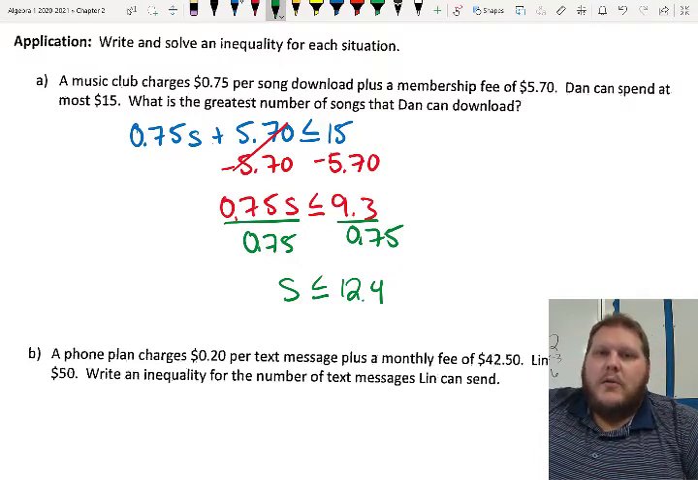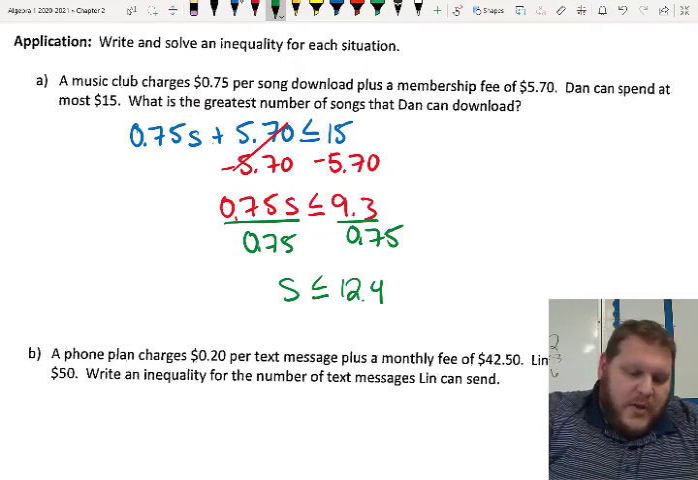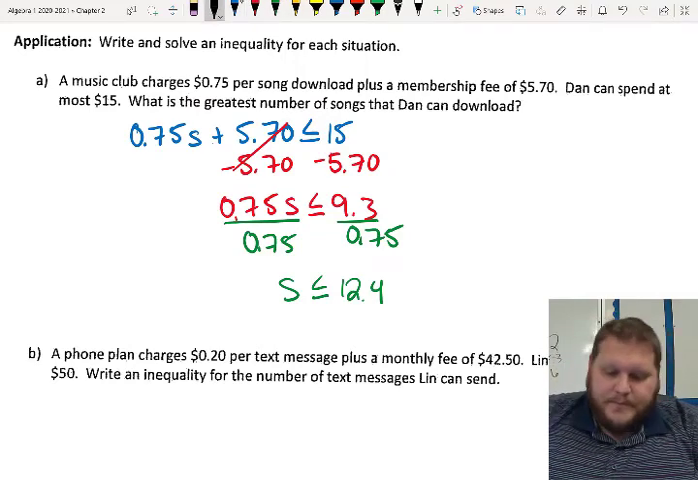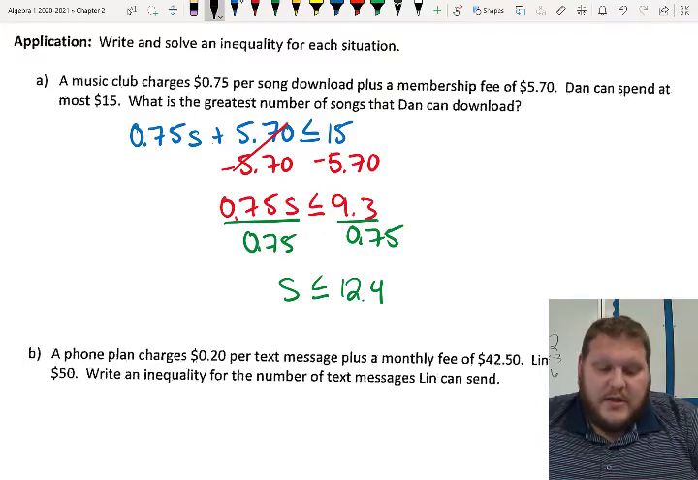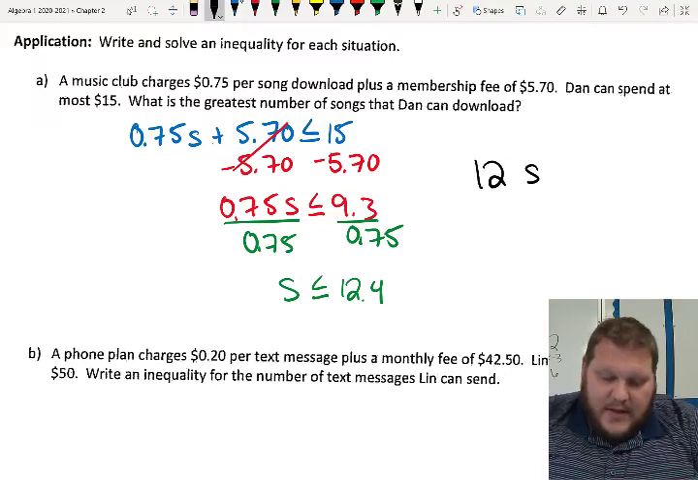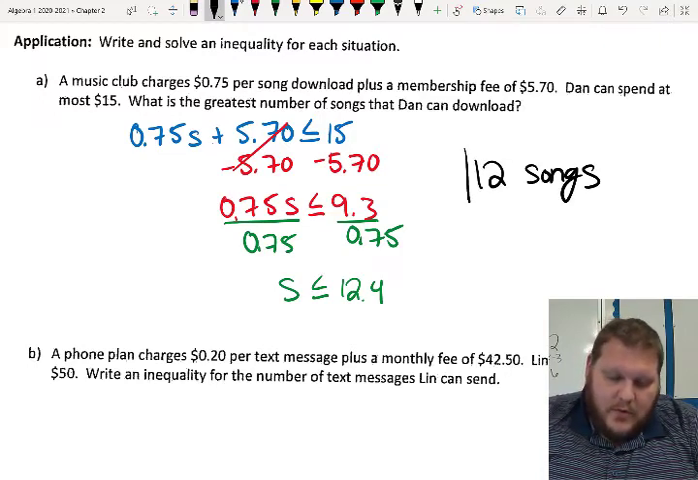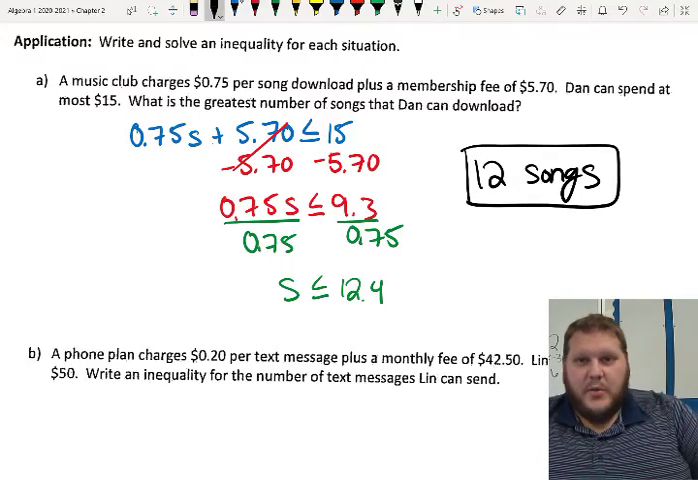But we know in reality we can't download 0.4 of a song. So when we give our answer, we have to make sure that we use our brain and look at the situation. The question is, what is the greatest number of songs that Dan can download? Well, in this case, Dan can download only 12 songs. As soon as he hits that 13th song, he's over his budget, so 12 is the most number that he can do.